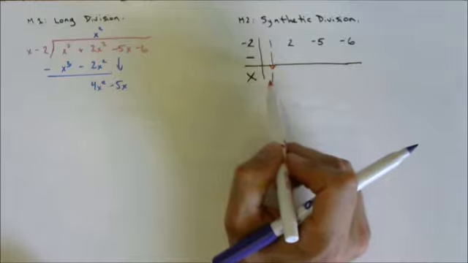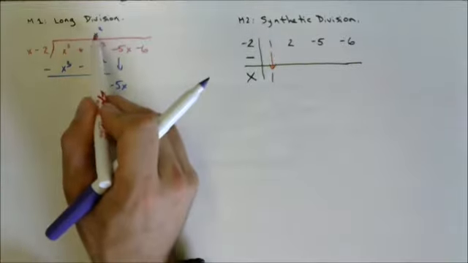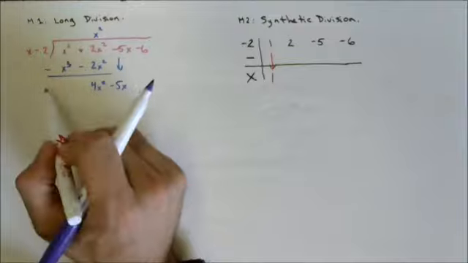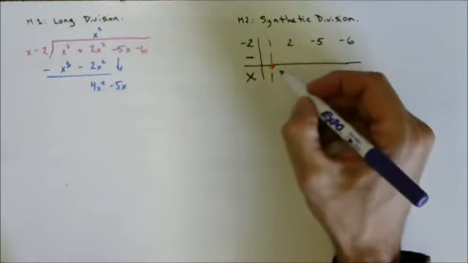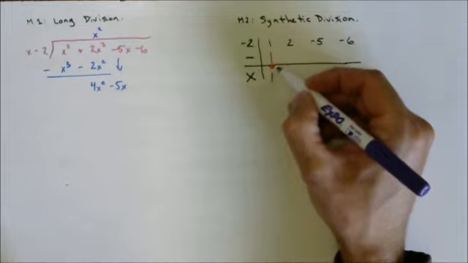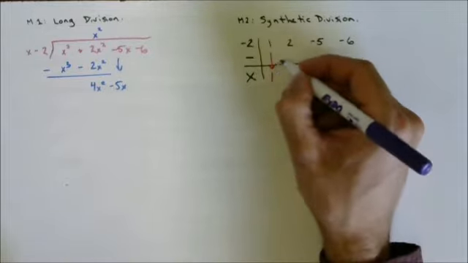Now the next thing that we're going to do, same as we do up here, is multiply down. So over here it looks like this. We take this 1.